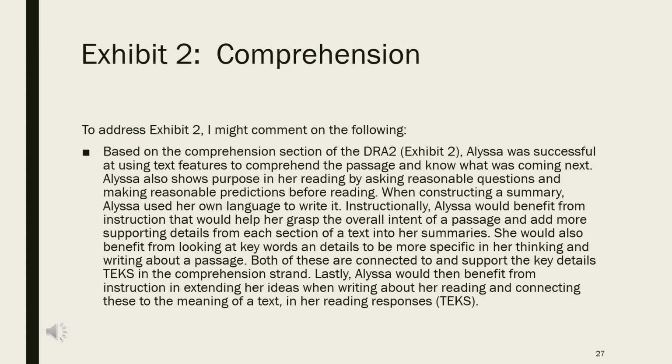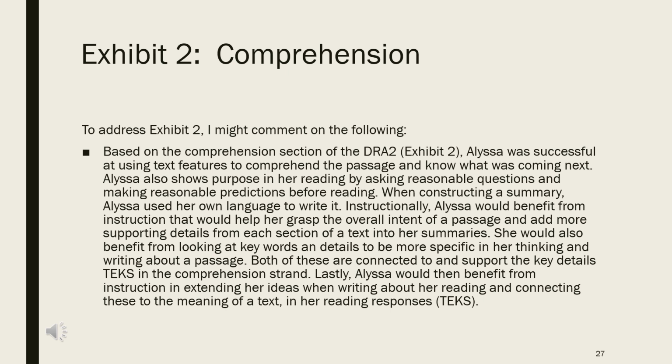So based on the comprehension section of the DRA2, Alyssa was successful at using text features to comprehend the passage and know what was coming next. And notice that I used text features instead of headings. You could easily use either one, but it shows that I know my technical language when it comes to reading comprehension. Alyssa also shows purpose in her reading by asking reasonable questions and making reasonable predictions before reading. When constructing a summary, Alyssa used her own language to write it.